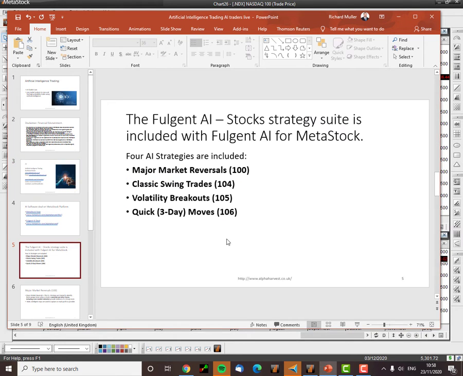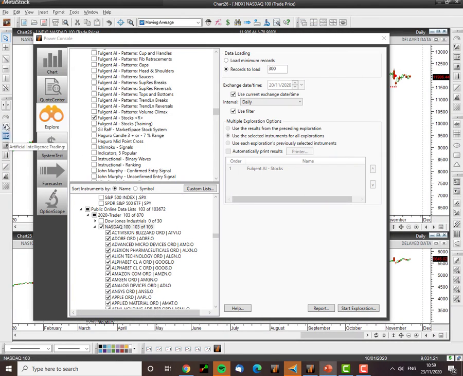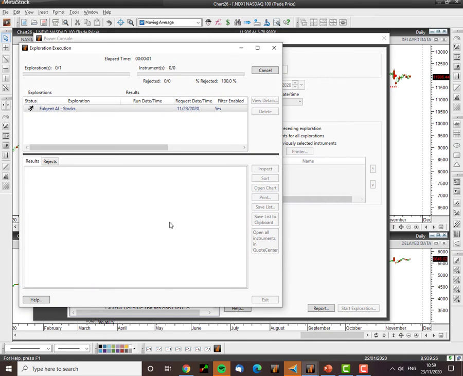So what we're going to look for today is 4 AI trading strategies in the Nasdaq 100: major market reversals, classic swing trades, volatility breakouts, and quick moves. These codes are the codes that identified these 4 strategies when we run the scan results, and then we'll see what comes up. I've got the MetaStock platform open, my Fulgent AI engine selected, and the Nasdaq 100 index constituents selected, and I'm going to run the exploration.